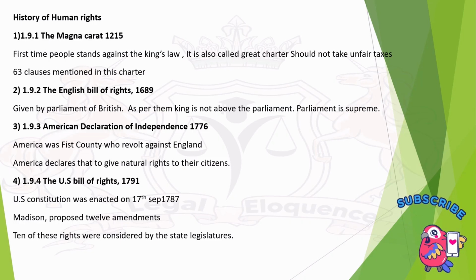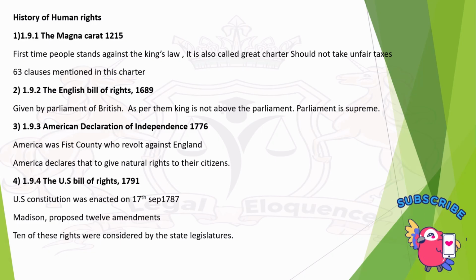The English Bill of Rights 1689. Given by the Parliament of Britain, as per which the king is not above Parliament. Parliament is supreme. American Declaration of Independence 1776. America was the first country to revolt against England. America declared that natural rights be given to its citizens.